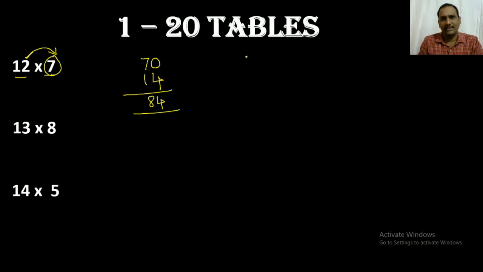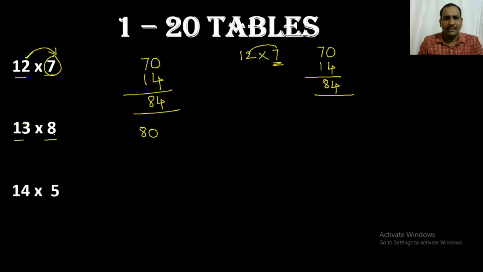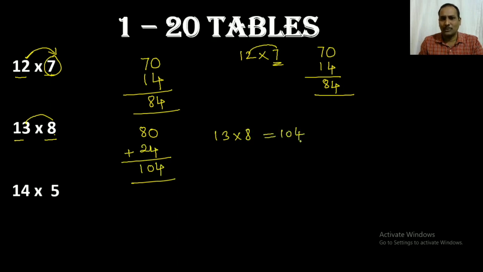I will repeat it. See here, 12 into 7. So this 7, I am writing it as 70. And multiply 7 into 2, 14. I am adding it. Answer is 84. Here 13 into 8. So 8 I am writing it as 80. 3 into 8, 24. So 80 plus 24, 104. So 13 into 8 is 104.